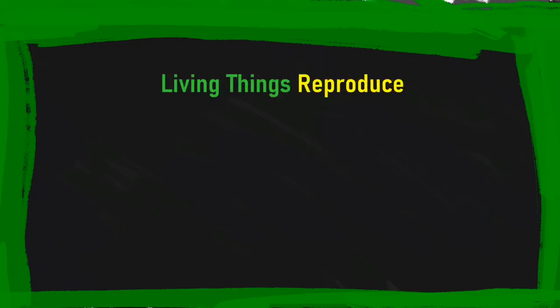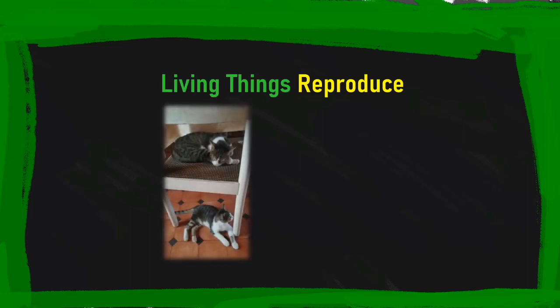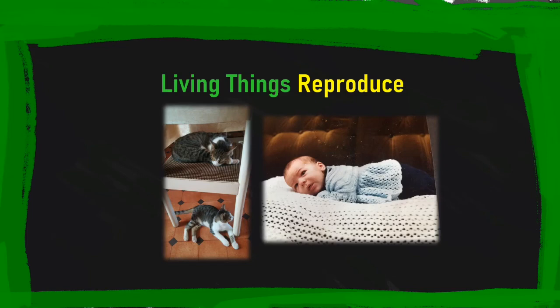Living things reproduce. All living things can produce more living things at some point in their lives, provided they're healthy. Sometimes ill health can mean that living things can't reproduce. And sometimes living things can reproduce, but they don't for various reasons. All healthy living things can reproduce at some point in their lives.